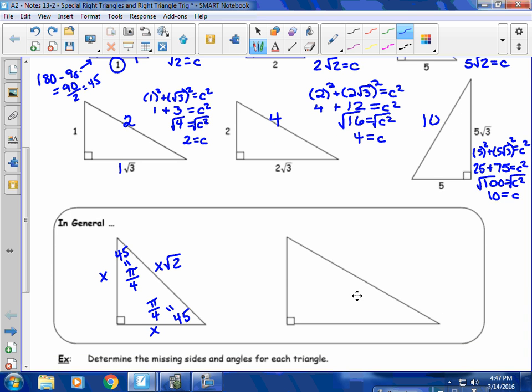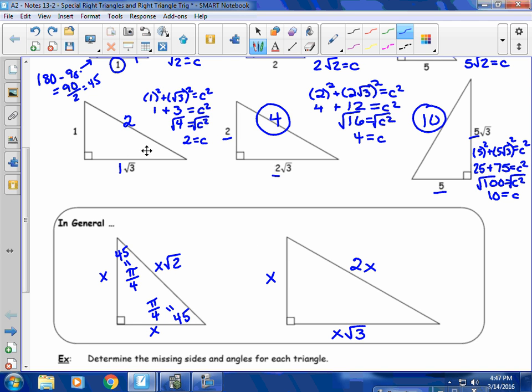So the other special triangle, if I have an x here and an x radical 3 down here, whatever that x value is, it's doubled with the hypotenuse. So that means if this is x and this is x radical 3, the hypotenuse would be 2x. Hopefully those look familiar. I think you did those in geometry last year.